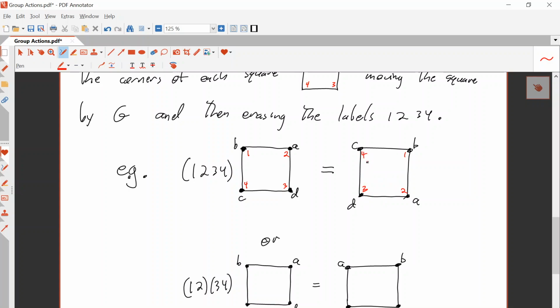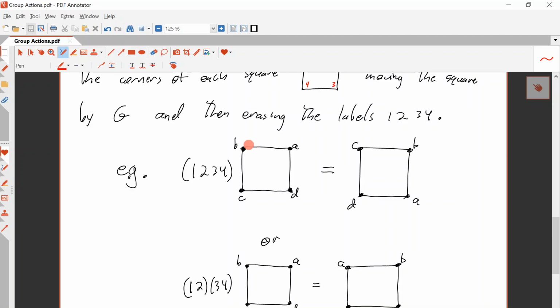And 4 puts it at 1. So now 1 goes to 2. 2 goes to 3. 3 goes to 4. 4 goes to 1. And then this BADC goes to CBAD. And then just erase those guys. So add the labels 1, 2, 3, 4, permute the labels according to the dihedral symmetry, and then erase them.